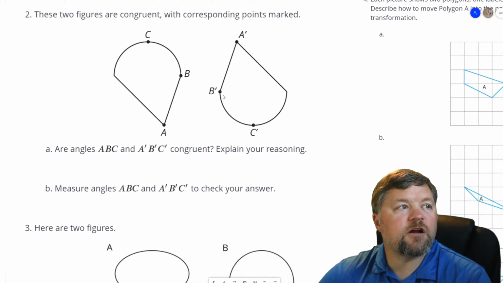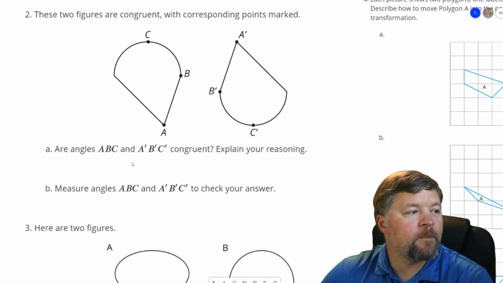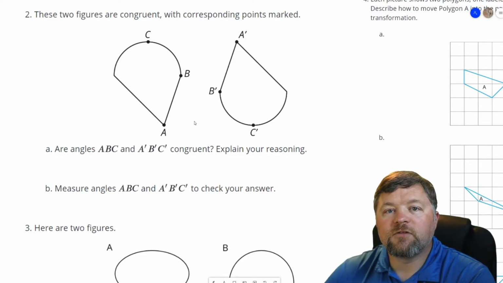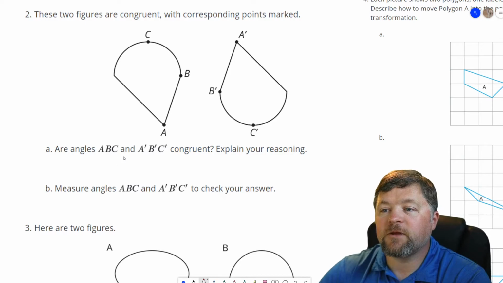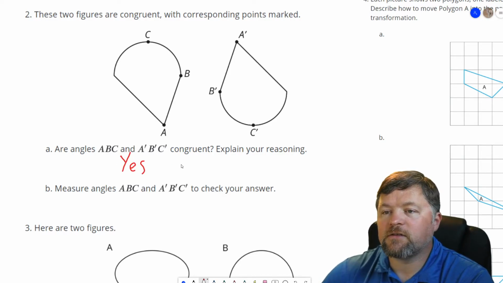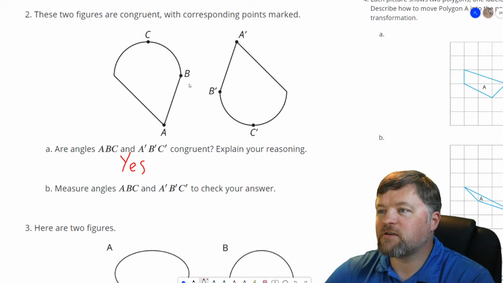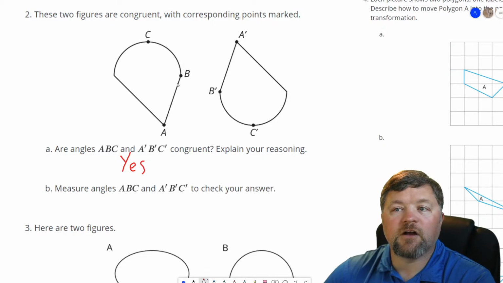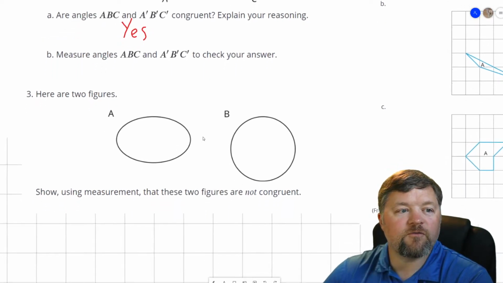Okay, these two figures are congruent with corresponding points marked. ABC, A prime, B prime, C prime. Are angles ABC and A prime, B prime, C prime congruent? Are the angles going to be congruent? Well, if the figures are congruent, then all corresponding angles have to be congruent. So, yes. Measure angles ABC and A prime, B prime, C prime to check your answer. So you can check these angles on your own with a protractor. I don't have a good protractor on the computer, so you're on your own for that one.